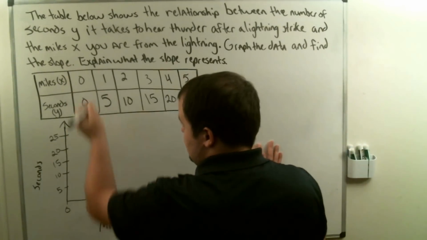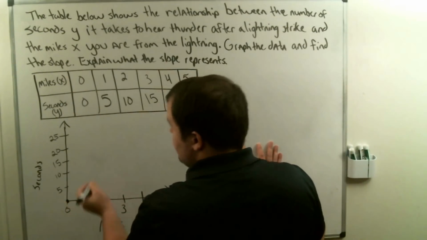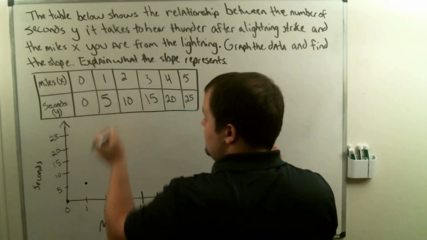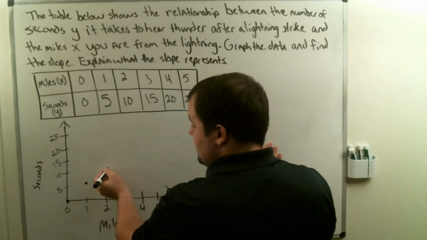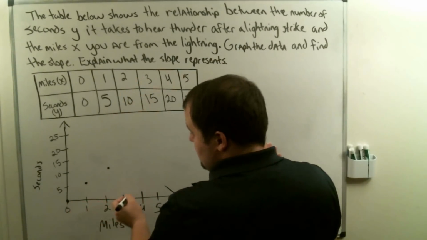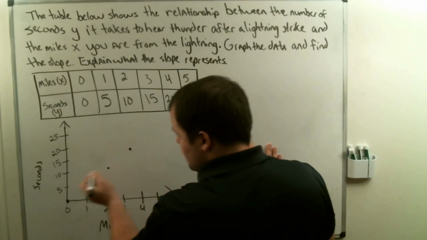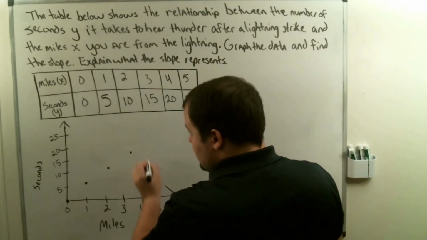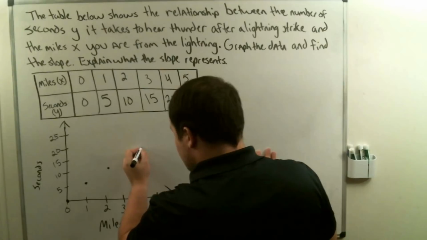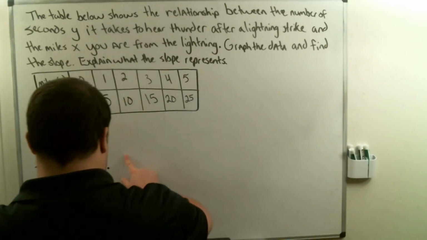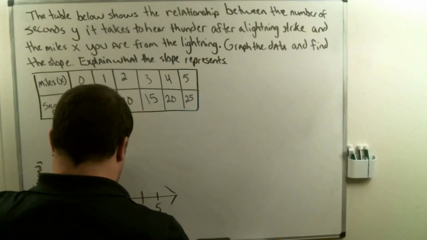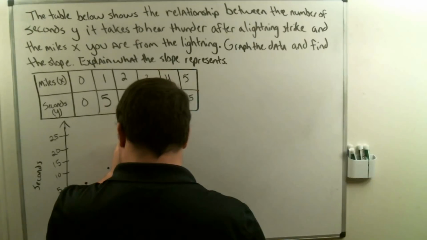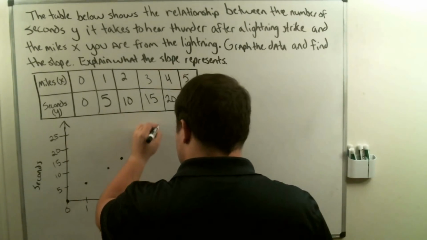So now we're going to graph it. 0, 0, that goes right here. 1, 5, go right 1, go up 5. 2, 10, go right 2, go up 10, put a mark. 3, 15, go over 3, go up 15. It's actually a little bit lower. There we go. 4, 20 and 5, 25.